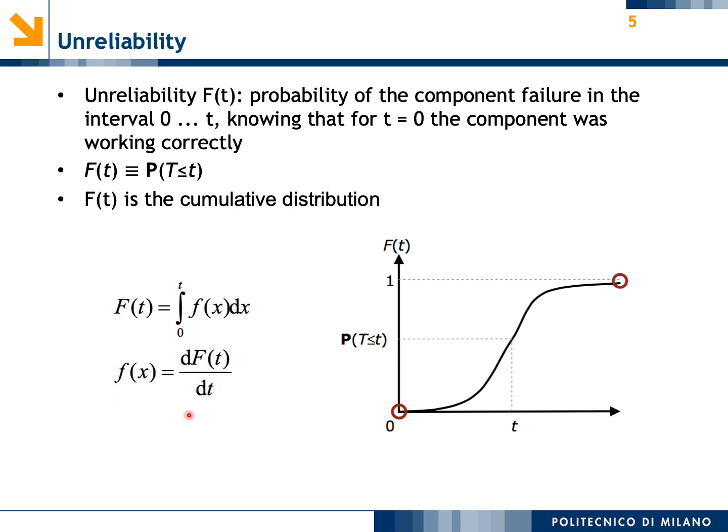As a characteristic of the unreliability function, we have that the unreliability for t equal to 0 is 0, and the unreliability for t that goes to infinity is 1. Which means that the probability of having a fault at t equals 0 is 0, and the probability of having a fault before infinity is 1.